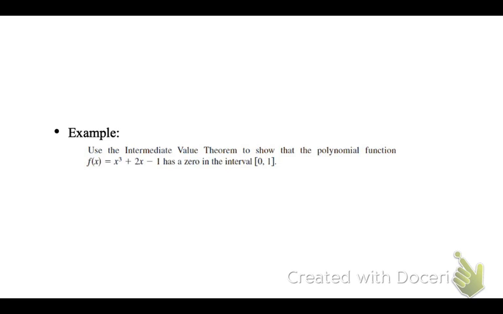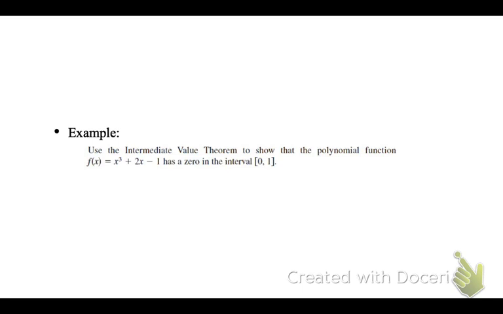Okay, that's weird that it's in the middle of the page. Use the intermediate value theorem to show that the polynomial function x cubed plus 2x minus 1 has a 0 over the interval 0 to 1. So if it has a 0, one needs to be what? Positive, and one needs to be what? Negative. I'm going to say this interval is inclusive, yes, because they have brackets.